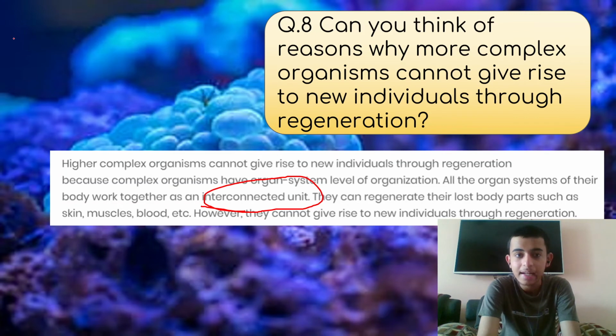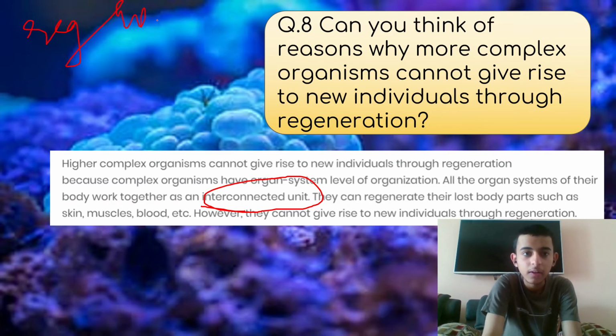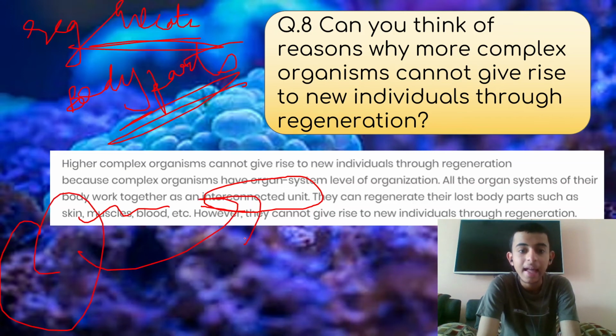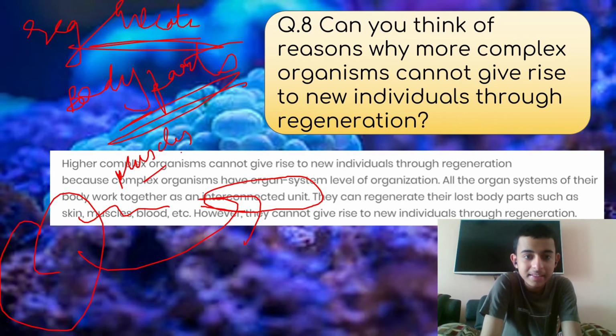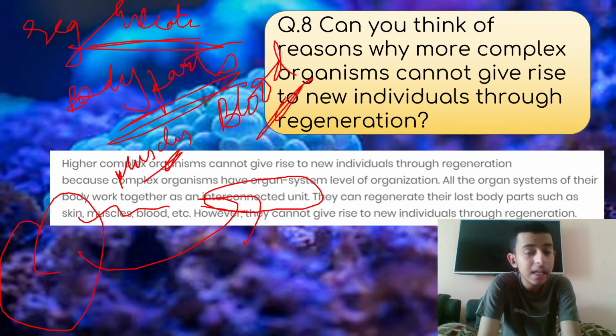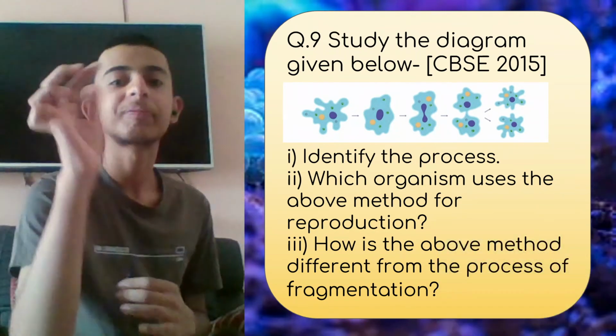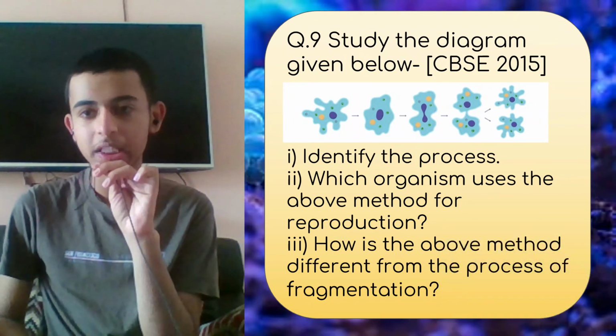So what happens is that they can regenerate. It is possible, but only their body parts. Their individual body parts can regenerate, just like skin, muscles, and blood. But when we talk about the entire individual, that cannot happen. If muscles are lost, then muscles will be regenerated. If blood cells are lost, then they will be regenerated. It won't happen that you've lost blood, so an entire organism will develop from you. No. Okay? Okay, fine. This question is of CBSE 2015.